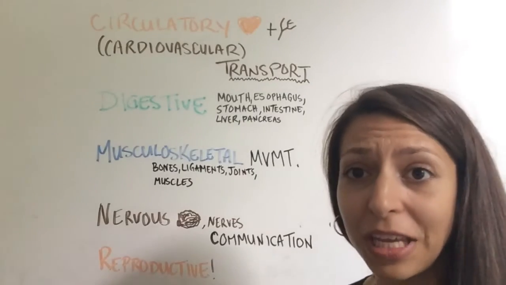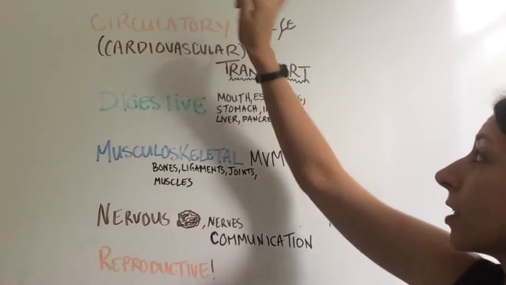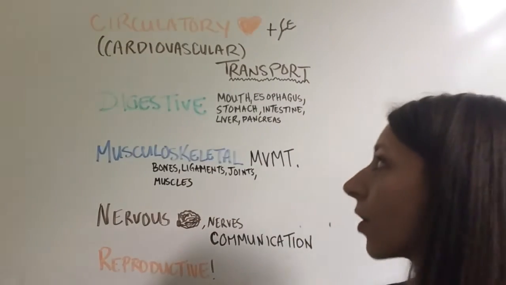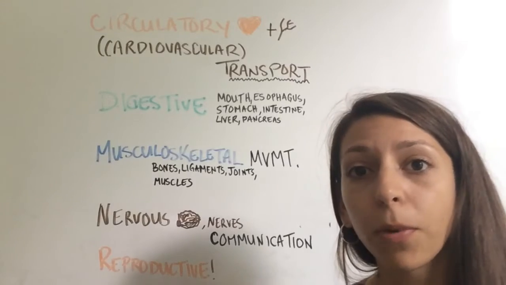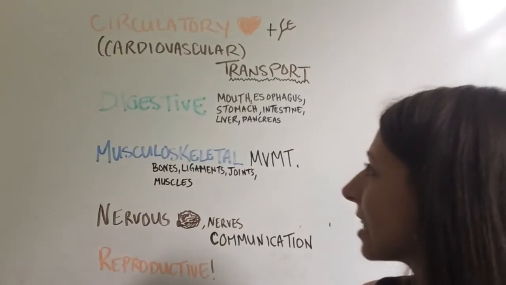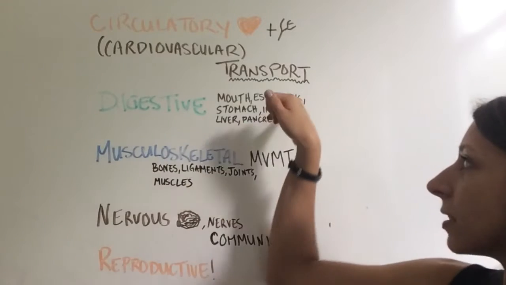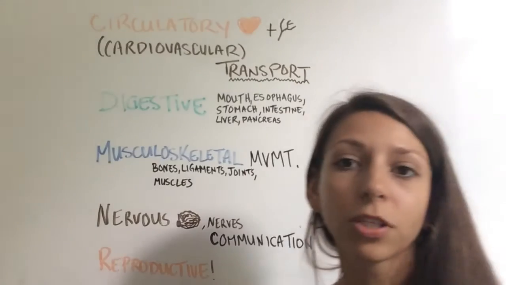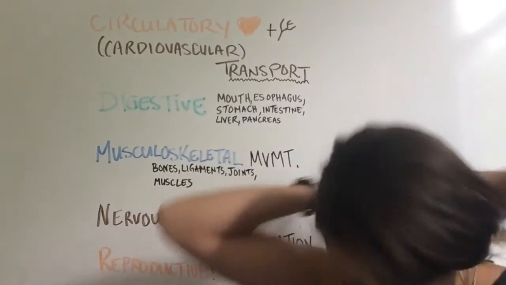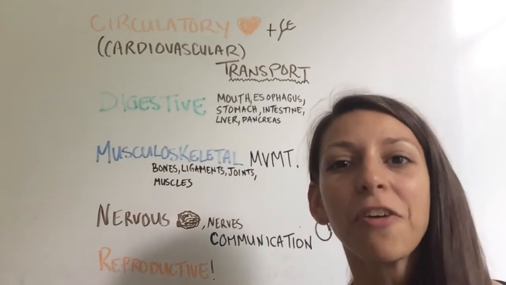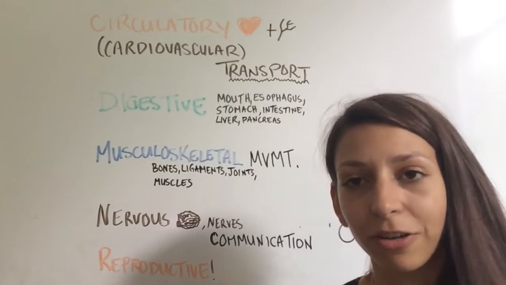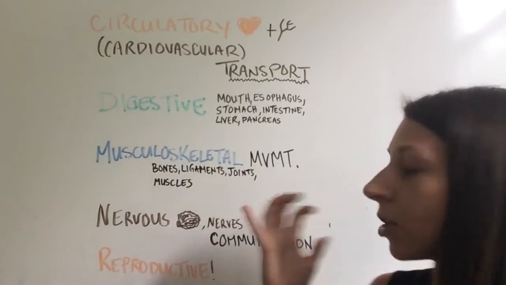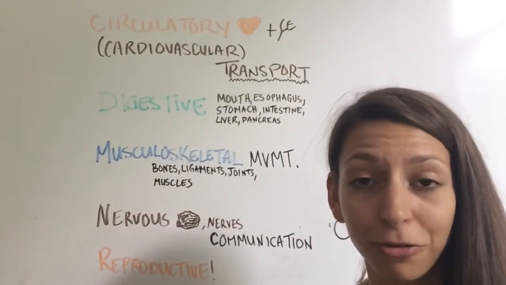So really quickly, our circulatory system involves our heart and our blood vessels. We can also study within this circulatory area the cardiovascular system, and the overall purpose of the system is transport. Next up we have our digestive system, which includes the mouth, esophagus, stomach, intestines, liver, and pancreas. And of course the purpose of this system is for us to extract the nutrients we need from the food that we consume so that we can get the energy and supplies that we need for our body. Next up we have our musculoskeletal system, which in turn is really going to be used for movement.